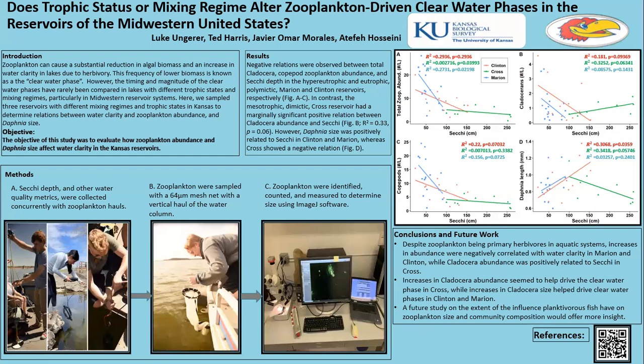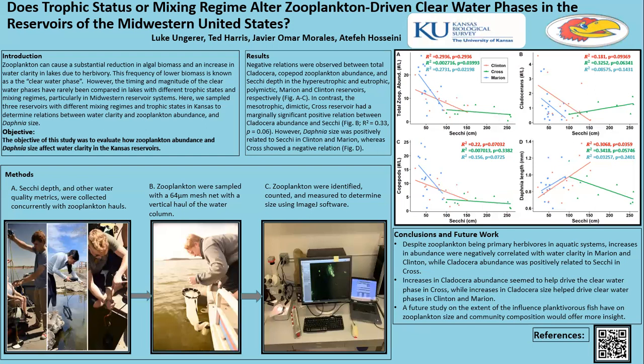I also studied Marion Reservoir in Marion, Kansas, which is a hypereutrophic polymictic system. And then I thirdly studied Cross Reservoir, which is a dimictic mesotrophic system.